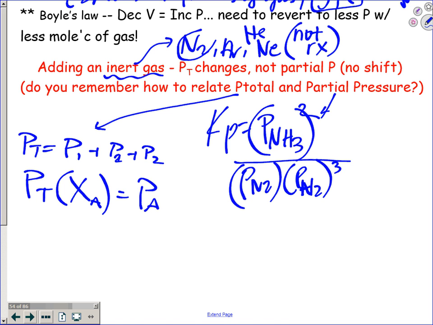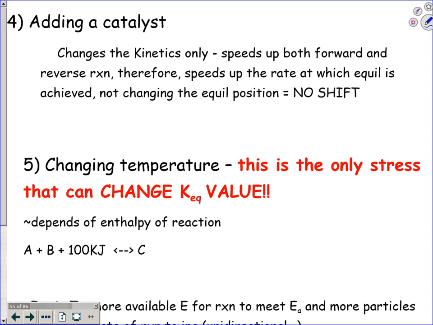Okay. So the last situations: the fifth one's I think the most important because we need to talk about how this does impact K. But overall, catalysts do not shift equilibrium. So these would be a no shift.